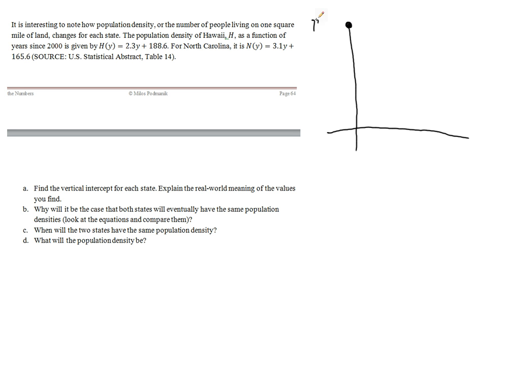So there's our vertical intercept for Hawaii, 188.6. So the initial year, 2000, Hawaii had a population density of 188.6. Similarly, North Carolina had 165.6 in the initial year. One interesting thing to note is that the 188.6 goes up by 2.3 people on a square mile of land each year. So it goes up roughly like that.